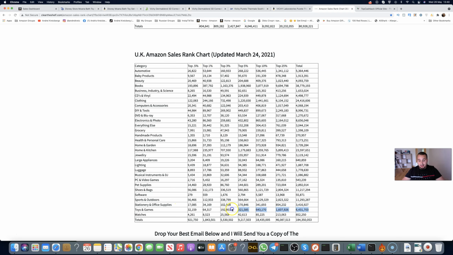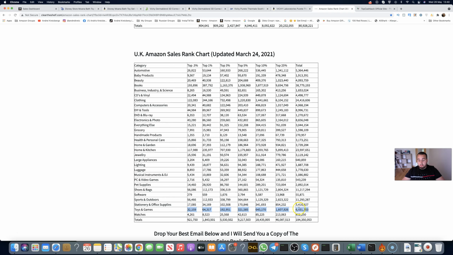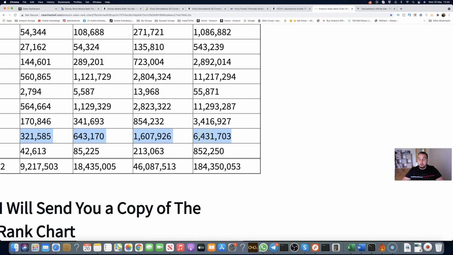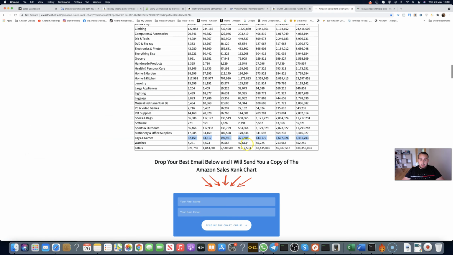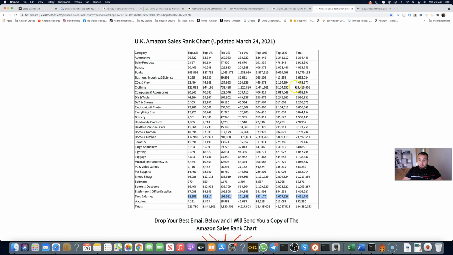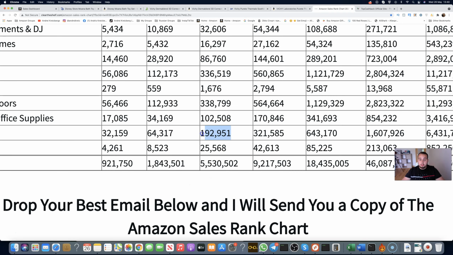Okay, so for example, in the UK right now, if we're looking at toys and games, which is going to be here, I'm going to highlight this for you. We see the total number of products is 6,431,000 products. And what we do here is we focus on the top 0.5%, top 1%, top 3% of the products in the category. For example, in toys and games, we have 192,000 products in the top 3%.